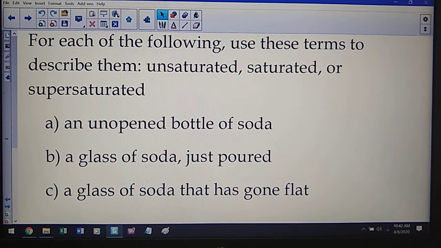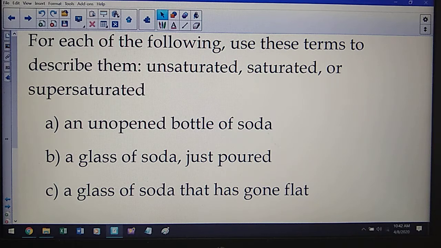All right, for each of the following terms, try to determine, would you call it unsaturated, saturated, or supersaturated? Now, these terms may be used more than once, but only one term per answer. So what would you call an unopened bottle of soda? You get it from the store, you haven't opened it yet. Would it be unsaturated, saturated, or supersaturated?